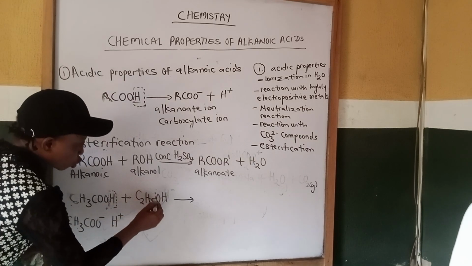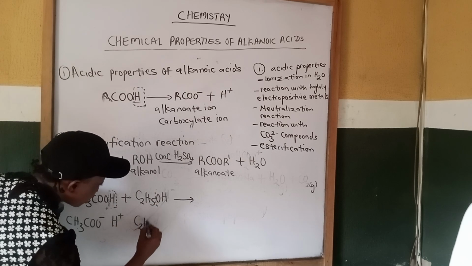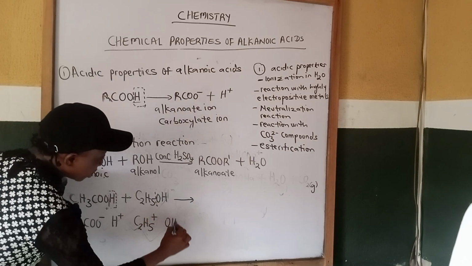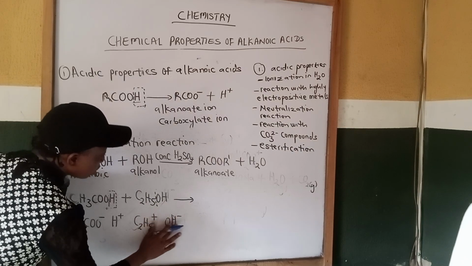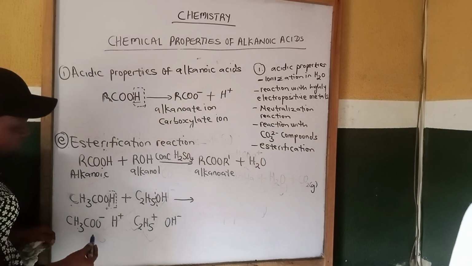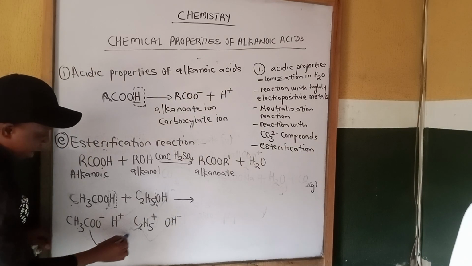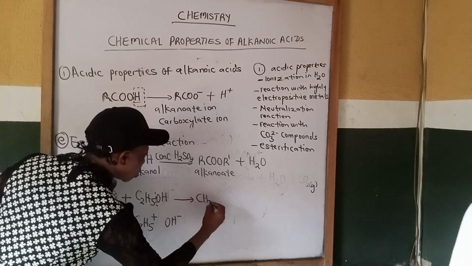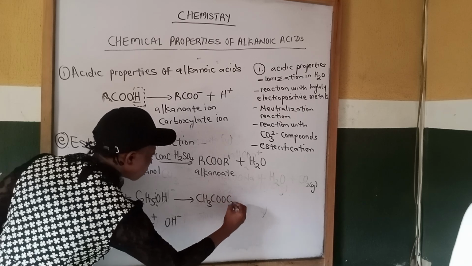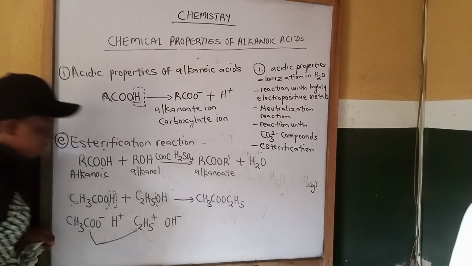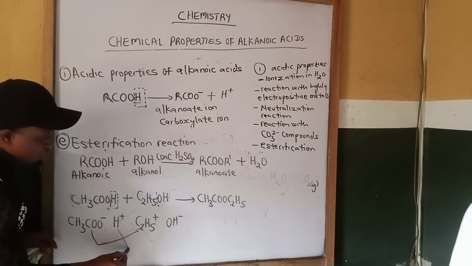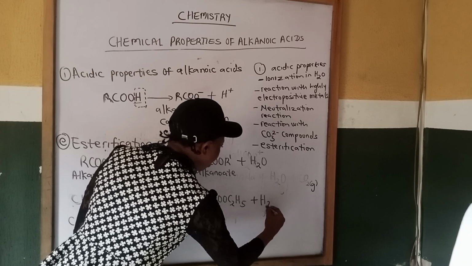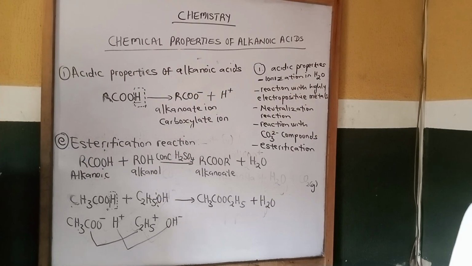Then this one will be split into C2H5 plus, then plus OH minus. So our method of formation of product: positive we combine with negative to give us CH3COOC2H5. Then hydrogen ion we combine with hydroxy ion to give us H2O. So that is our product formed.